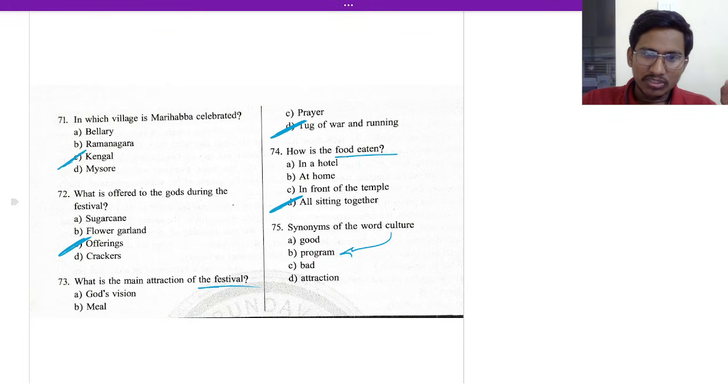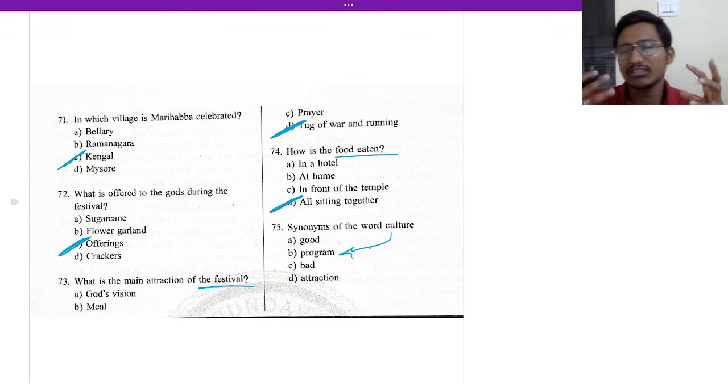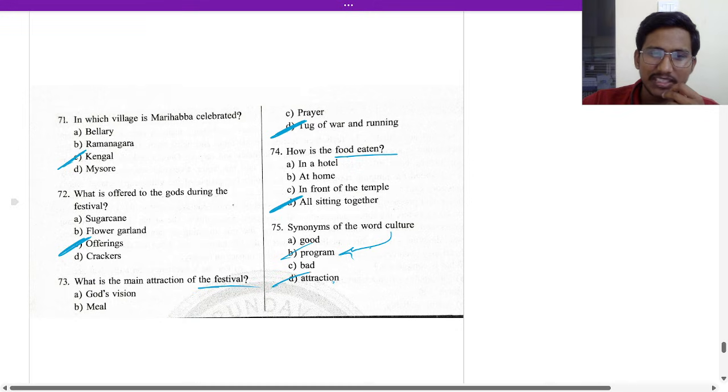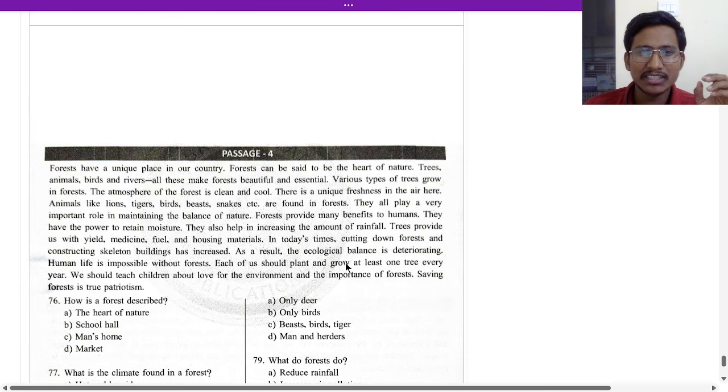Culture is a program, a cultural program we say, or attraction also can come. So you can take both of them as the answer. Culture is actually a tradition, right? So none of the answers match, right? None of the answers match. But fine, we can go with option B or D. If you mark it, it is fine. Okay, next, passage 4.